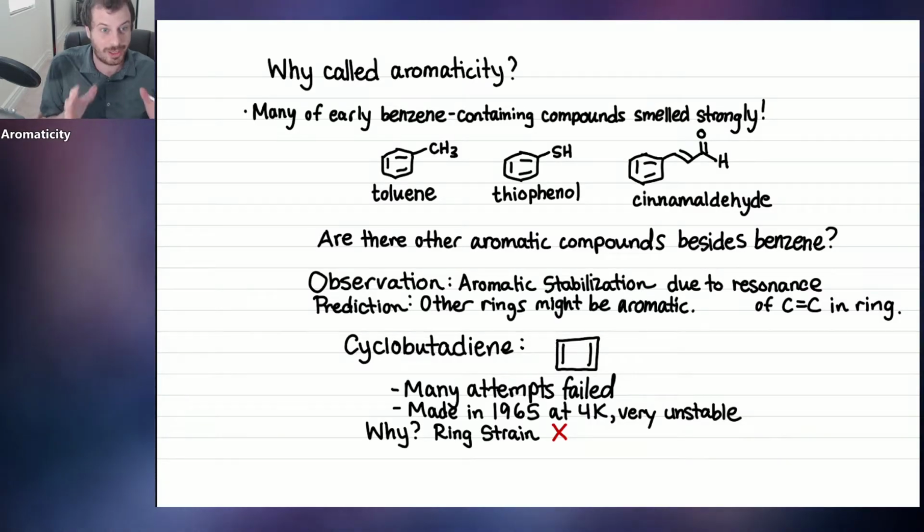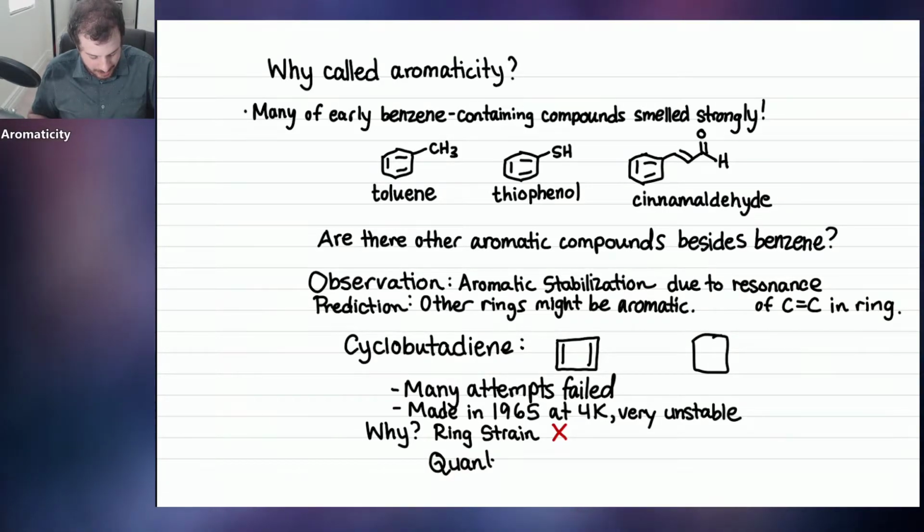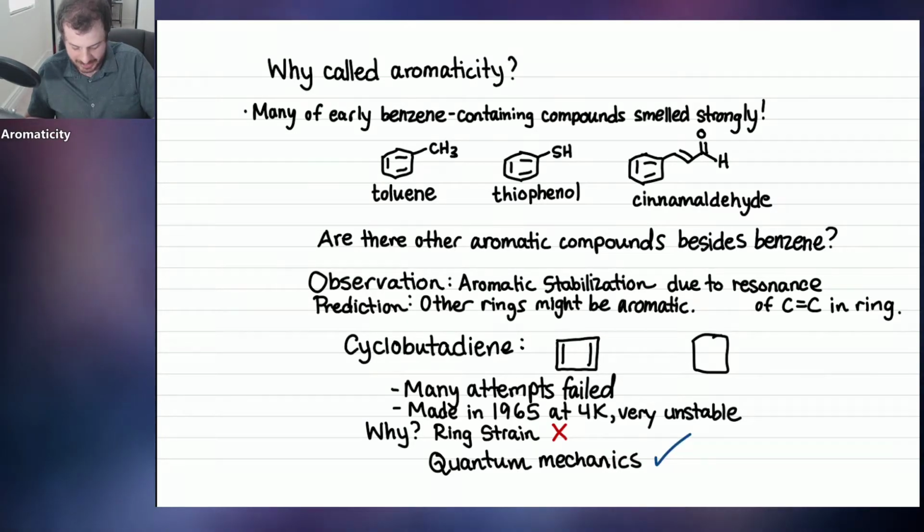I mean, we're talking 4 Kelvin here, okay? They were able to make the regular cyclobutane just fine without the double bonds. So that compound's totally stable. It is a little bit strained because of the small size of the ring, but nowhere near what cyclobutadiene was. So somehow adding in those double bonds really messed things up. In fact, in order to understand why cyclobutadiene is so unbelievably unstable, we have to turn to quantum mechanics. Quantum mechanics is our answer.